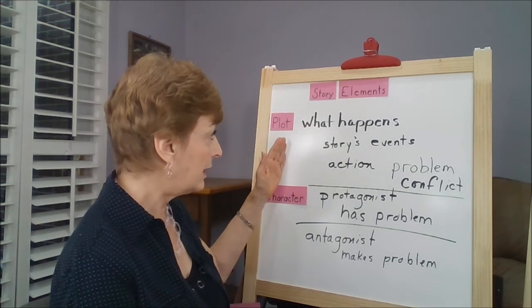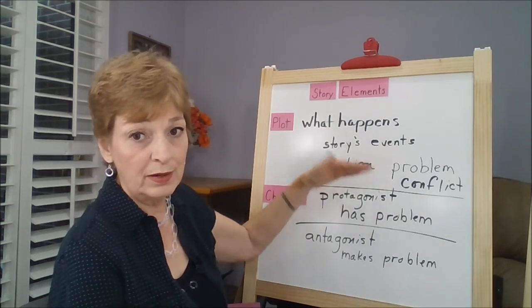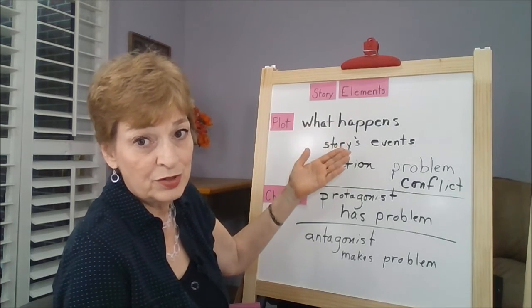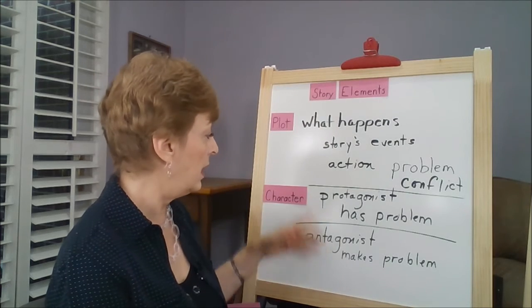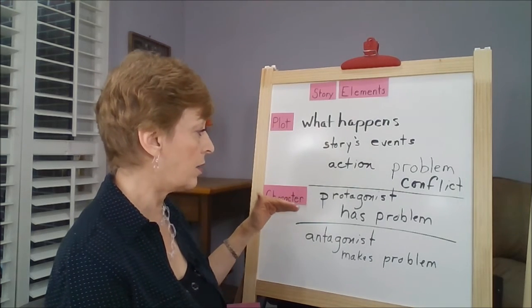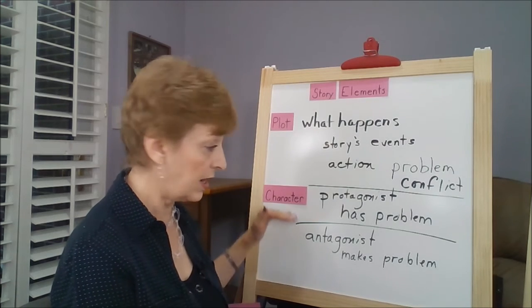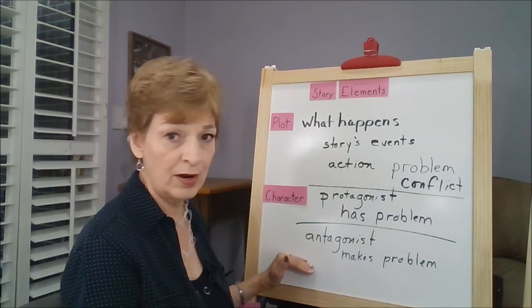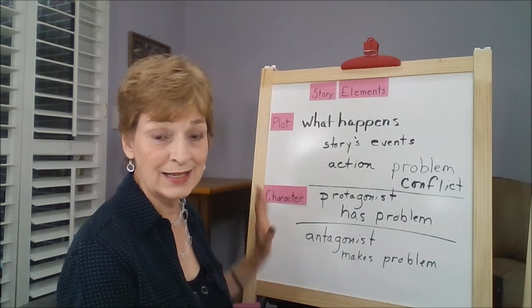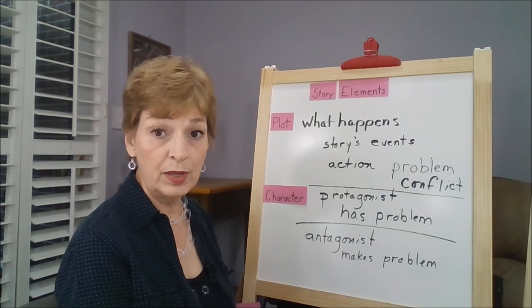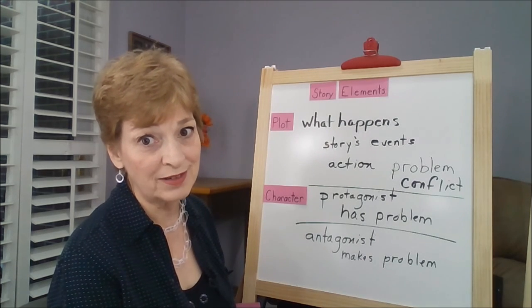So plot deals with a story having a problem. There's really not very much interest in the story if there's not some conflict or some problem that's being solved. There's a character that has the problem, there's a character that makes the problem. And sometimes the protagonist and antagonist are the same, if the person who has the problem has made their own situation worse.